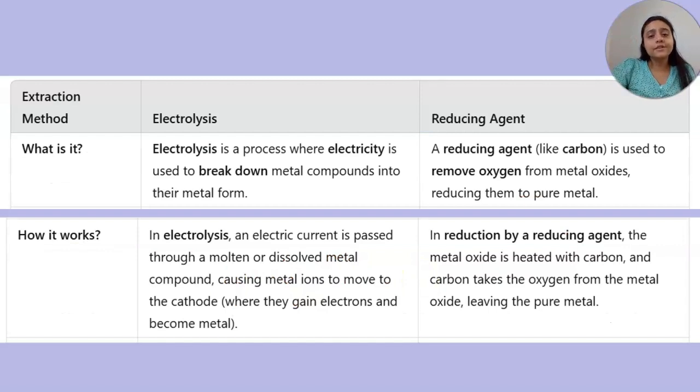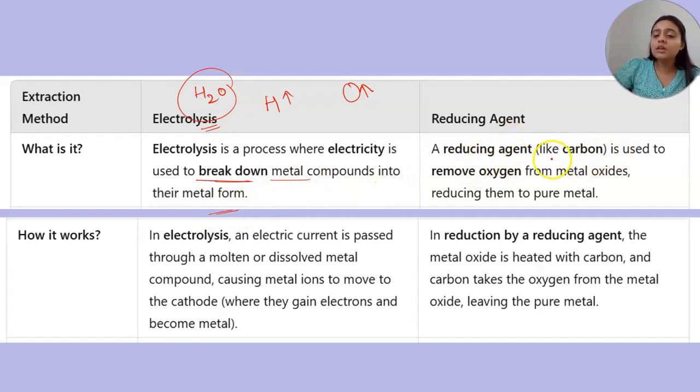Now we'll talk about electrolysis. Basically, electrolysis is a method in which the extraction of metal is done from the compound. Electrolysis is a process where electricity is used to break down compounds into their elements. For example, if we take H2O, that is water, when electrolysis is done on it, when the current is passed through the water, hydrogen is separated out and oxygen is separated out. The breakdown of compounds by electric current is known as electrolysis.